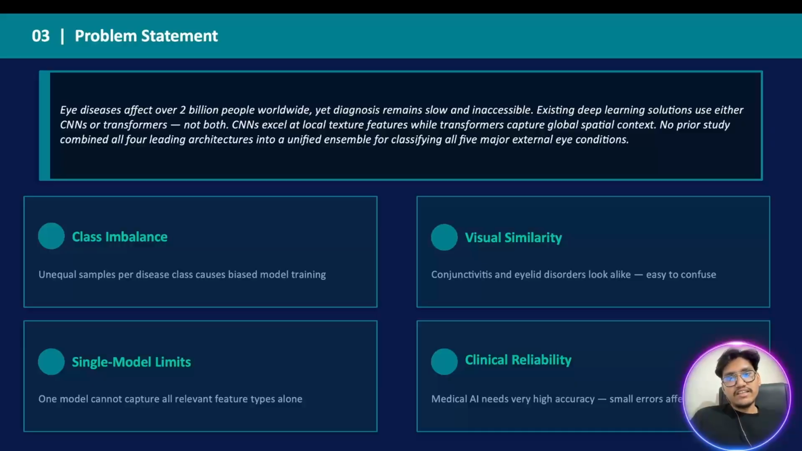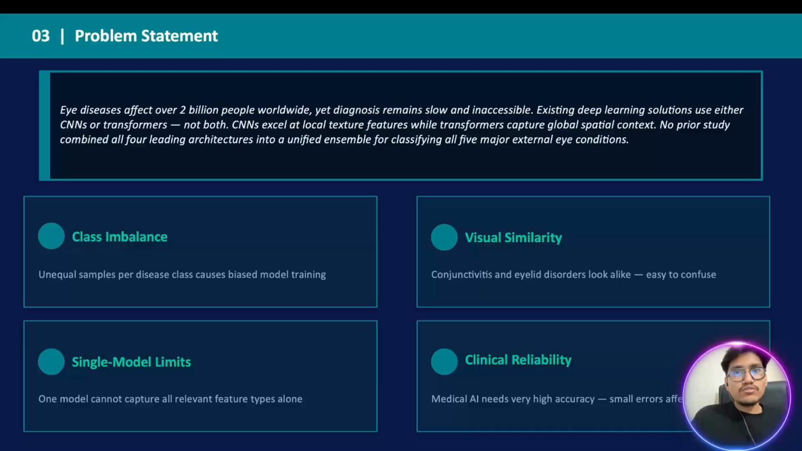And then visual similarity. Conjunctivitis and eyelid disorders look remarkably similar in photographs. Both cause redness and swelling around the eyes. A model that cannot distinguish between them reliably is dangerous in clinical settings, because the treatments for these two conditions are different.